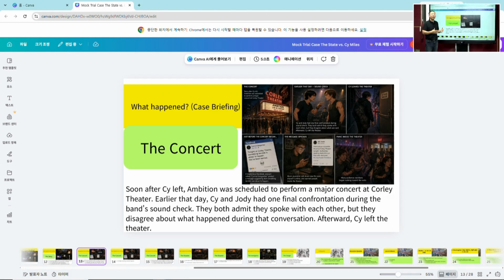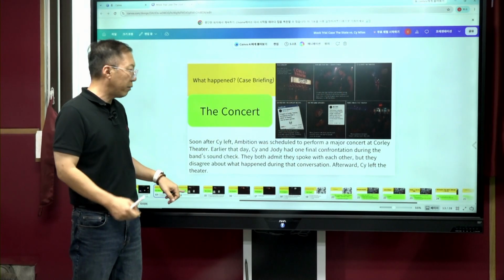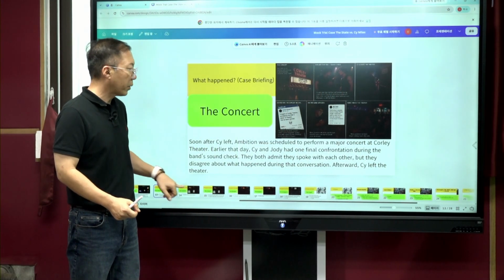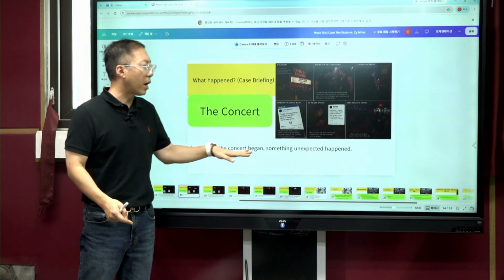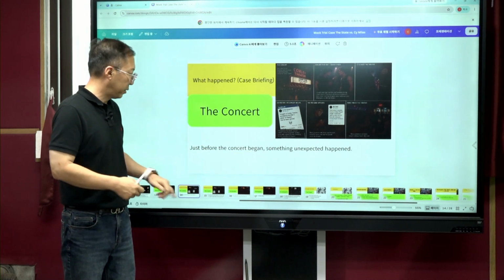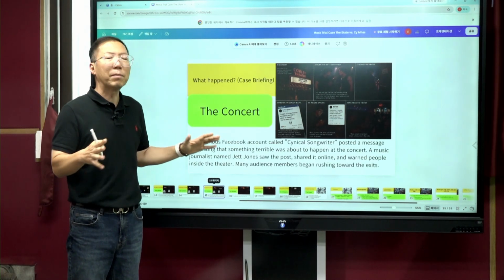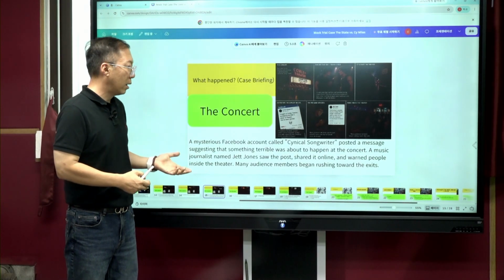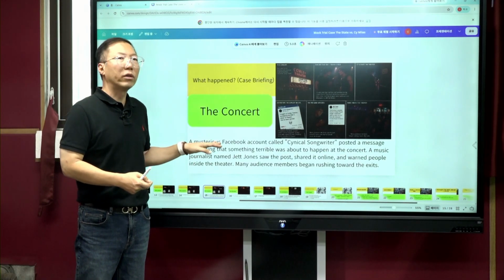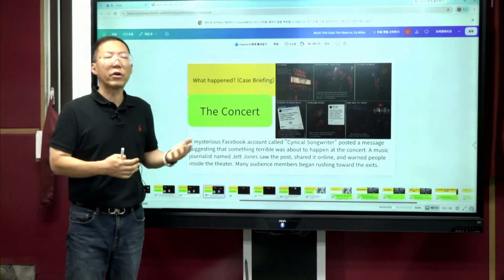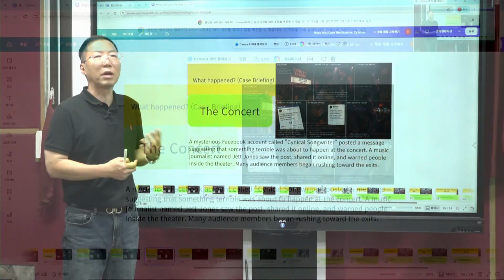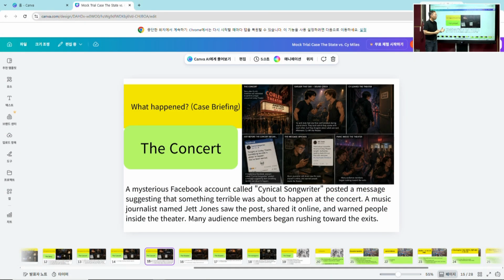Before the concert began, Cy left because Cy is not a team member anymore. He's not performing at the concert, so he left the theater before it began. Then something unexpected happens. Many people are waiting for the concert to begin, and suddenly on the Facebook page, there was a mysterious threat message saying that something terrible is going to happen at tonight's concert. And among the fans, there was a gentleman named Jet Jones.